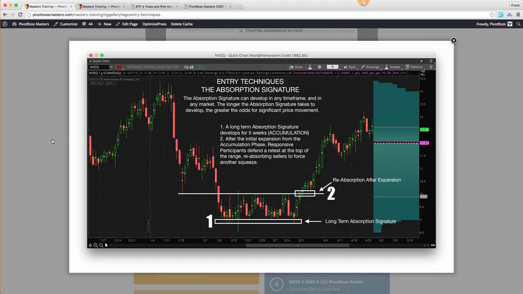Here is the absorption signature in a stock, and this is NVDQ, and this is kind of a long-term absorption signature that develops sometimes that actually ends up being kind of an accumulation phase. And so you can see how price dropped here and held.